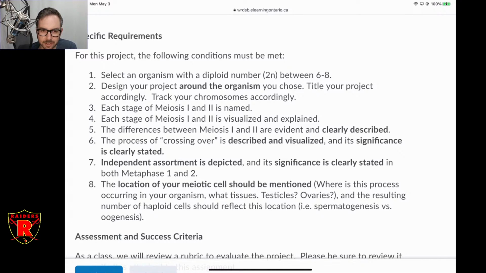And then lastly, oh, I already mentioned this. You're going to make it specific to your organism, showing me where it's located, testicles, ovaries, which process we're looking at, spermatogenesis or oogenesis. So there's a fair bit of information there.